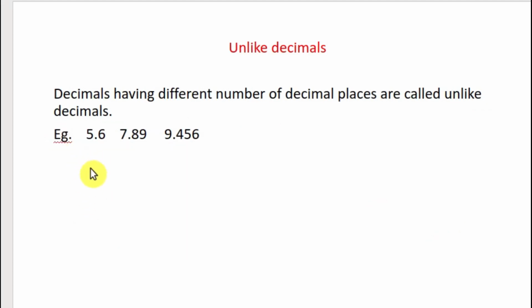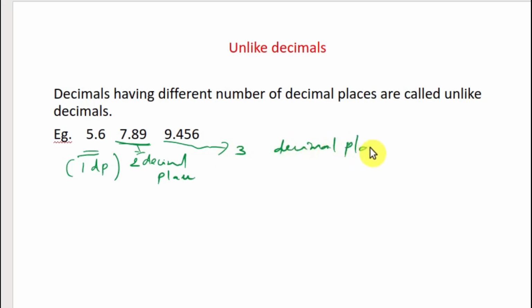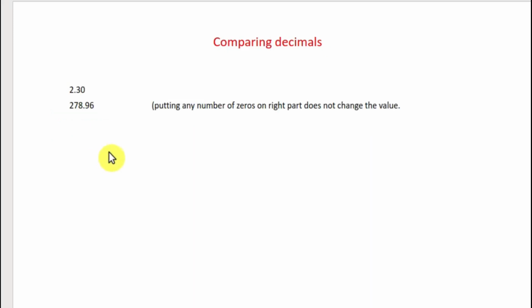Next, unlike decimals. Decimals having different numbers of decimal places are called unlike decimals. Listen here. 5.6 has one decimal place. 7.89 has two decimal places. 9.456 has three decimal places. So in these three decimal numbers, each has a different number of decimal places, so they are unlike decimals.